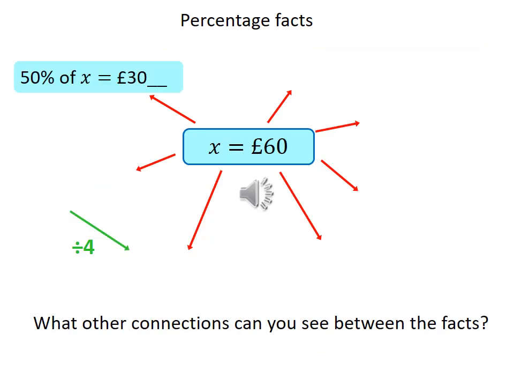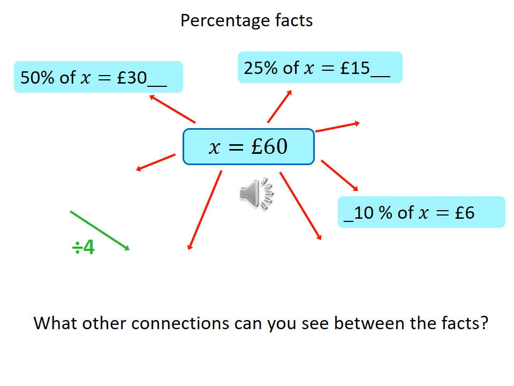50% is the same as a half, so 50% of £60 would be £30. In a similar way, 25% is a quarter, so a quarter of £60, £60 divided by 4, would be 15. 10% is a tenth, and so to get £6 it must have been 10% of 60.